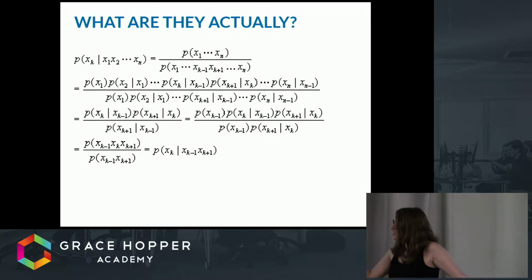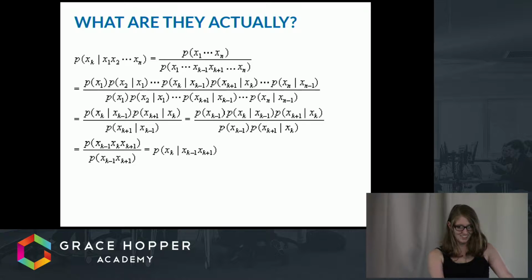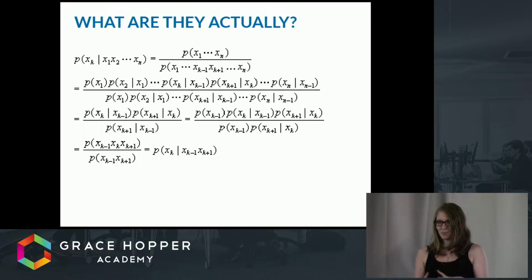That's the actual formula for Markov chains, and that's the only time we'll be seeing that in this talk, since there's a lot you could get into. It's a very in-depth, very technical topic, but this is just an overview.